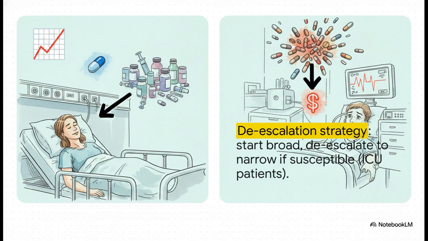When you do prescribe, you have to strategically choose between two approaches. For a clinically stable patient, we use an escalation strategy. Start with a narrow-spectrum antibiotic and escalate to a broader one only if the lab reports resistance. But if a patient is crashing in the ICU with sepsis, you use a de-escalation strategy. Hit them hard and early with broad-spectrum empirical therapy to save their life, and then, and this is key, de-escalate to a narrow-spectrum antibiotic the exact moment the lab shows the bug is susceptible.